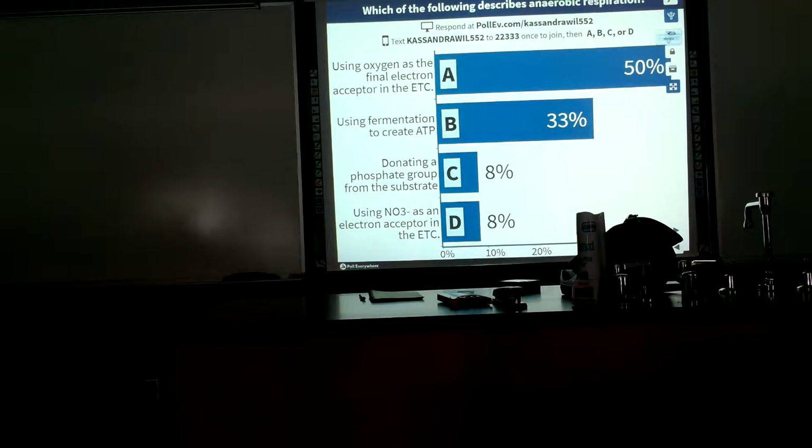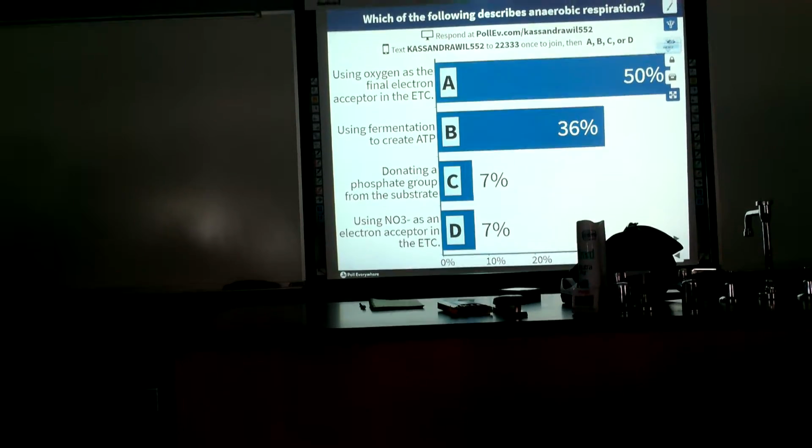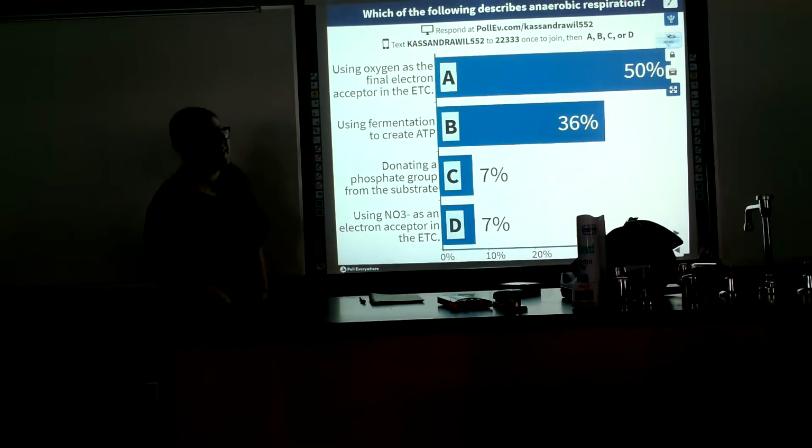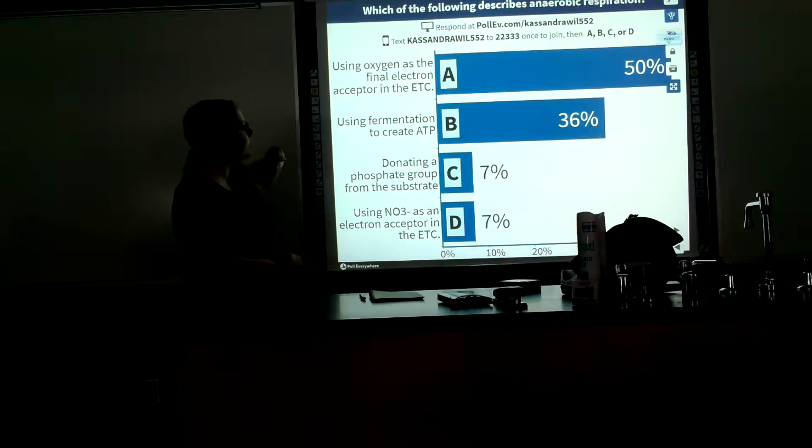This is why I don't give you guys multiple choice questions, because I'm crappy at writing them. So, is this another trick question? It's not on purpose, I'm sorry, but it should be kind of clear. So, which of the following describes anaerobic respiration?